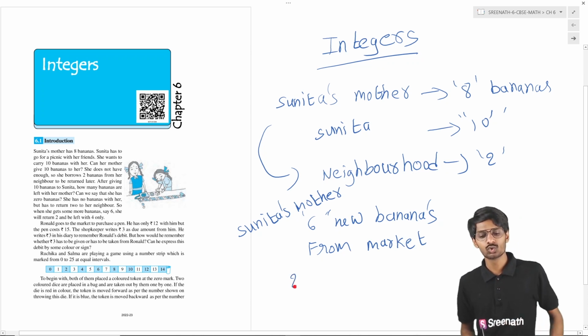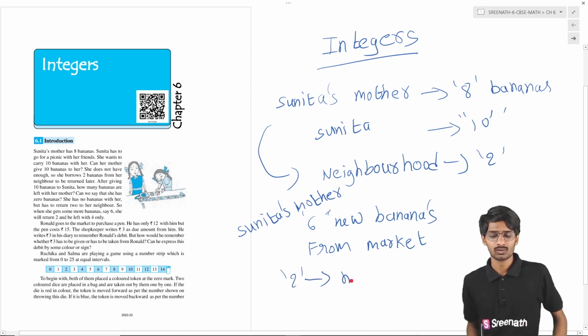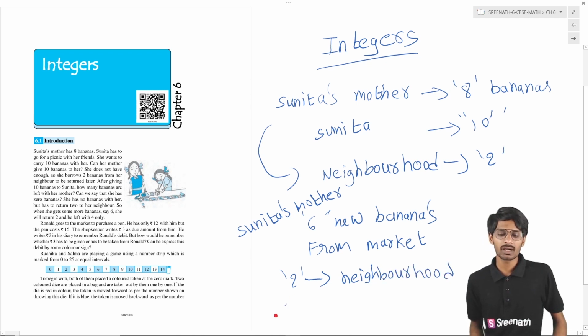So finally, how many bananas? Therefore, finally, 4 bananas.